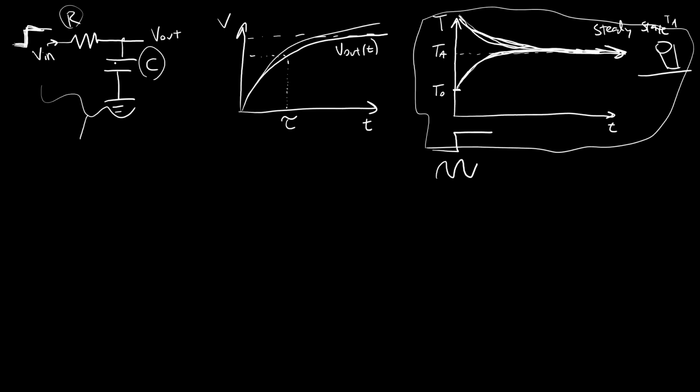Now, before we continue, we are going to need a little more background information in order to analyze this circuit and get the equation that's going to give us the behavior of this graph.